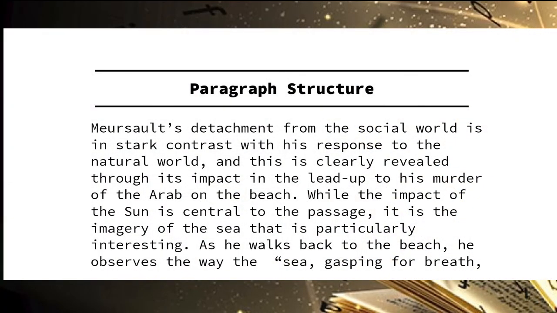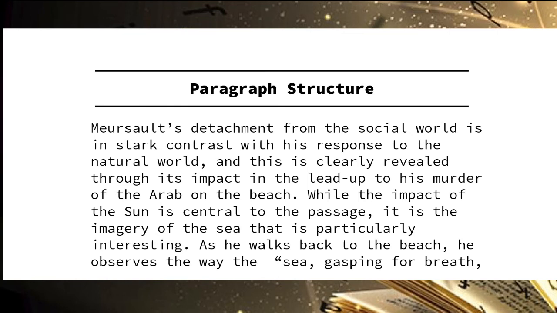So here's a bit of an example I've developed. This is in the context of our class's study of The Outsider. Meursault's detachment from the social world is in stark contrast with the response to the natural world, and this is clearly revealed through its impact in the lead up to his murder of the Arab on the beach. That's a compound sentence. While the impact of the sun is central to the passage, it is the imagery of the sea that is particularly interesting.